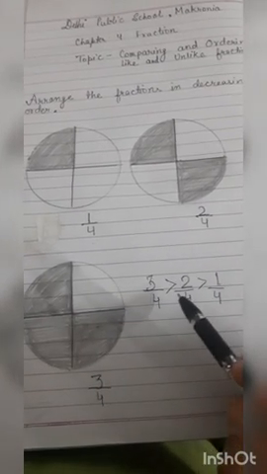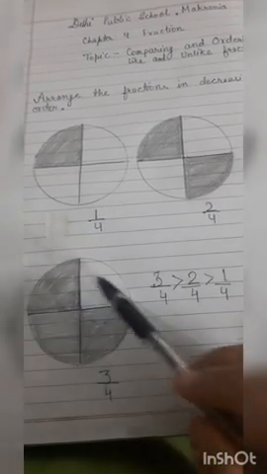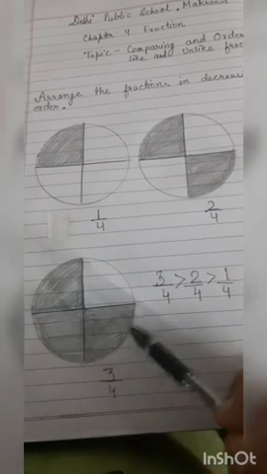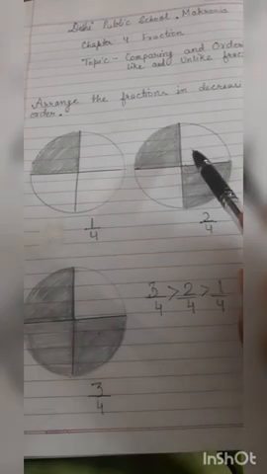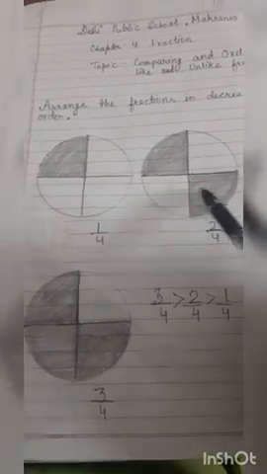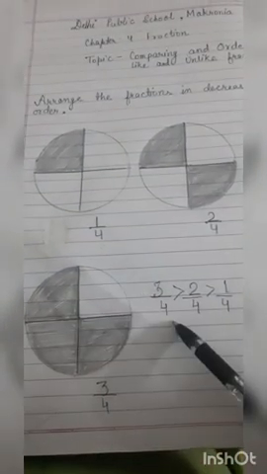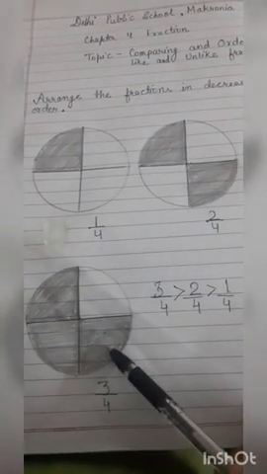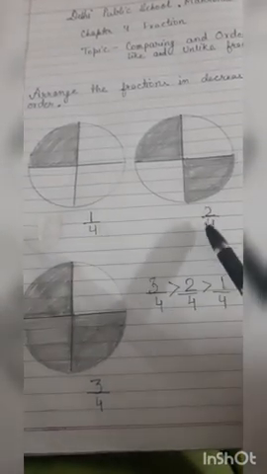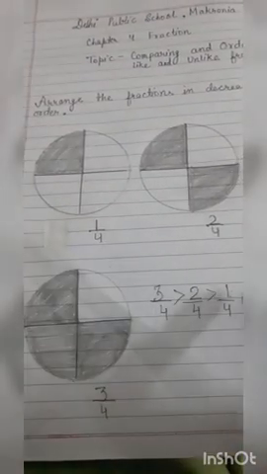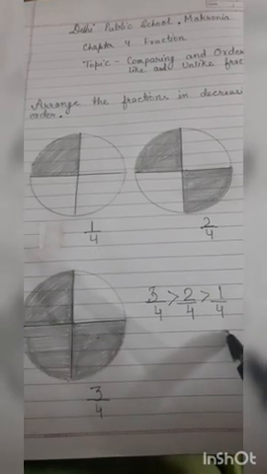Now we have to arrange it in decreasing order. So first, as we can see here, more area is covered, more area is shaded, so 3 upon 4 will be the greatest. And here only two parts are shaded, and here only one part is shaded, so the greatest fraction will be 3 upon 4, as more parts are shaded in this circle. So 3 upon 4, after that 2 upon 4, and the smallest is 1 upon 4. Okay, so we have arranged it in decreasing order.